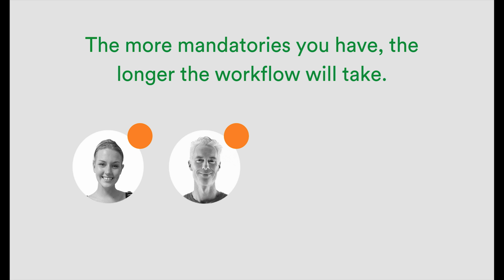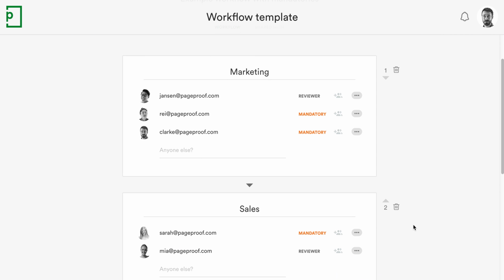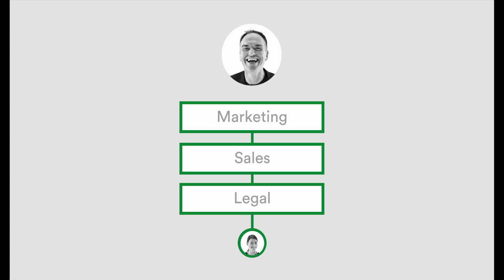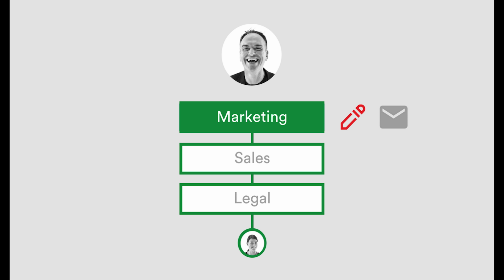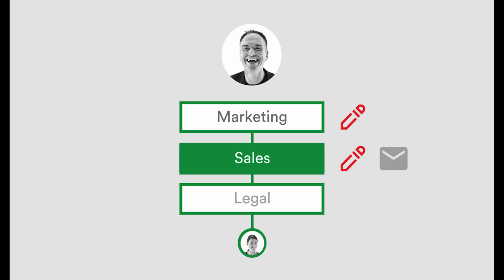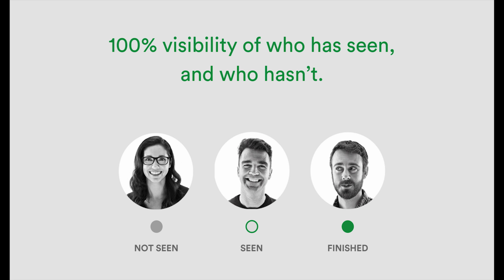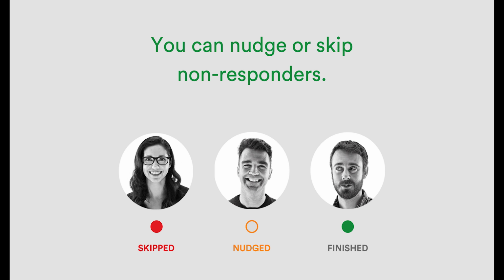The more mandatory roles you have in your workflow, the longer the proof will take to travel through the workflow. When the proof moves to the next step, the next group of reviewers will be invited by email to review the proof. Imagine a bus travelling from stop to stop and picking up more people along the way. Just because the proof has moved on from one step to the next doesn't mean the people in the first step have lost their red pen to add comments to the proof. There are actions the proof owner and inviters can take to help speed things along, like sending a nudge or skipping a reviewer, and we'll discuss those later in this video.